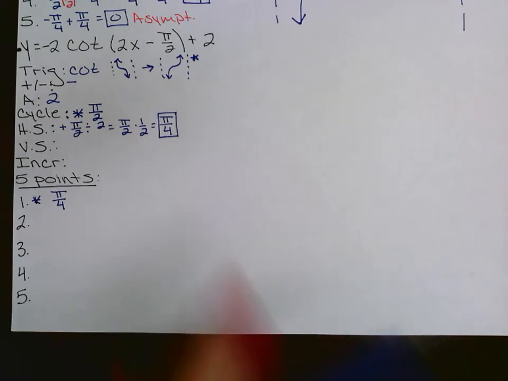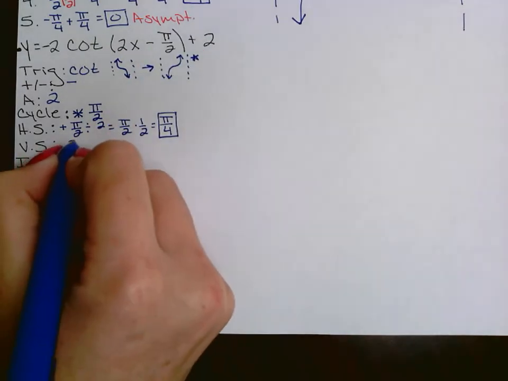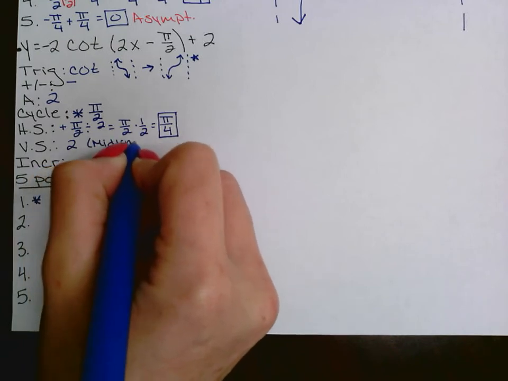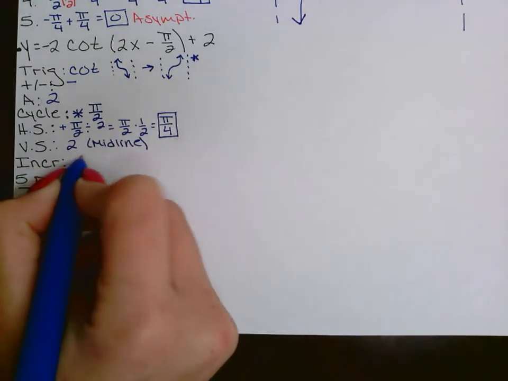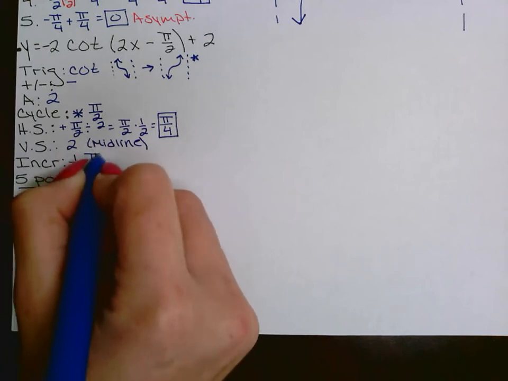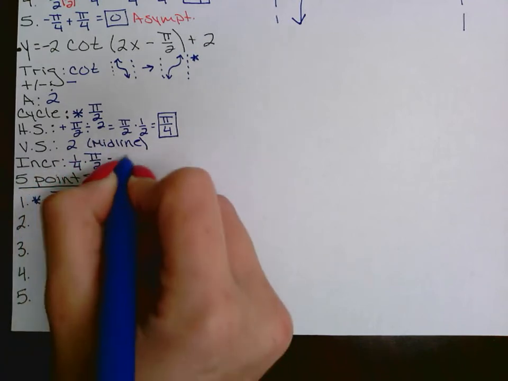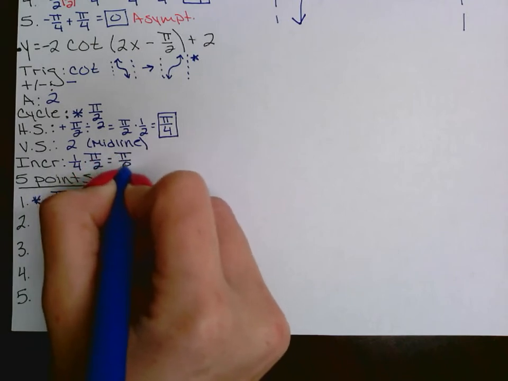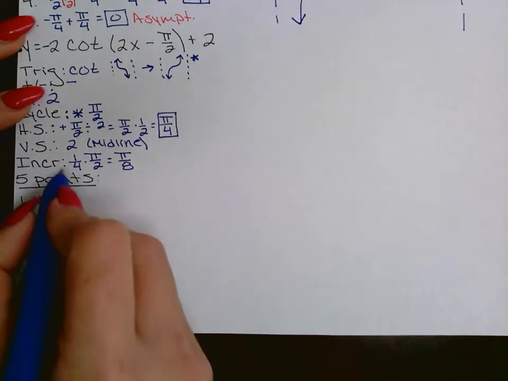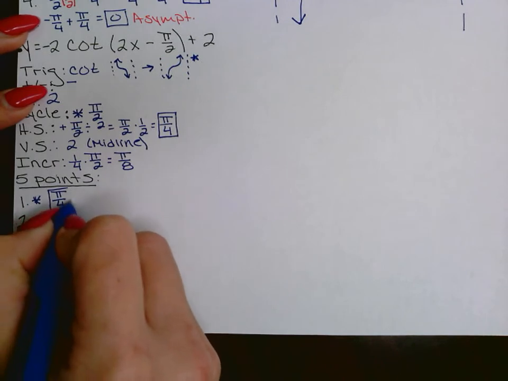Vertical shift, I have a +2, so that +2 is going to be my midline. And my increment is 1/4 of my cycle, which gives me pi over 8. Okay? So now, since I'm starting at point 1, I'm just going to add my increments all the way down. So from pi over 4, I'm going to add pi over 8.